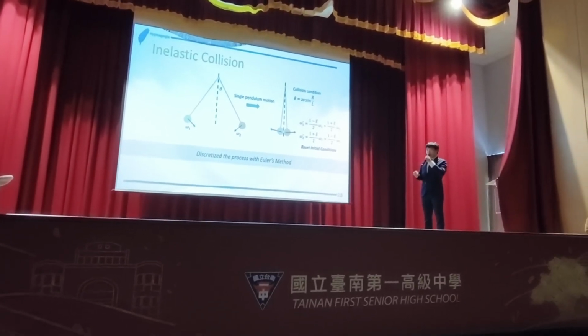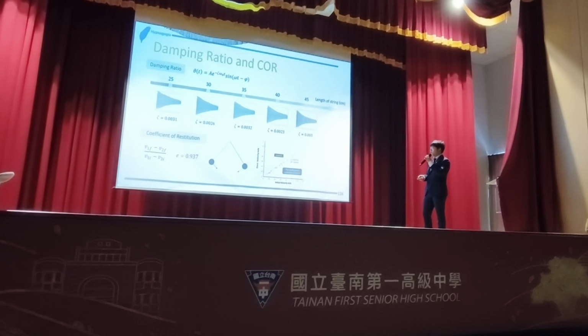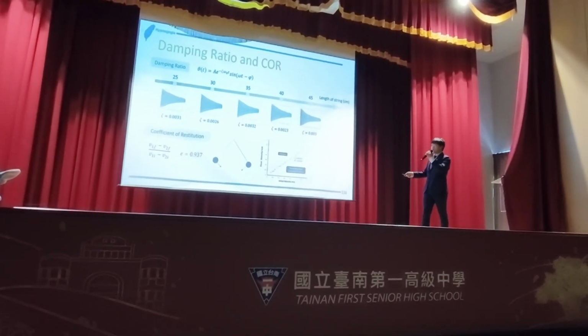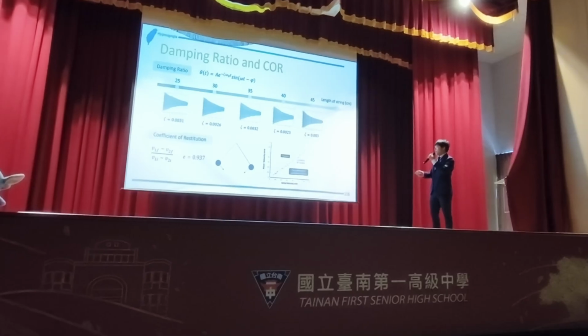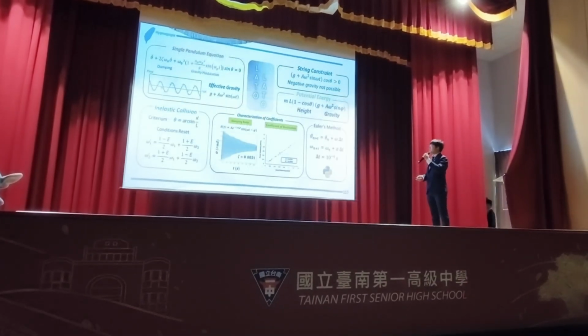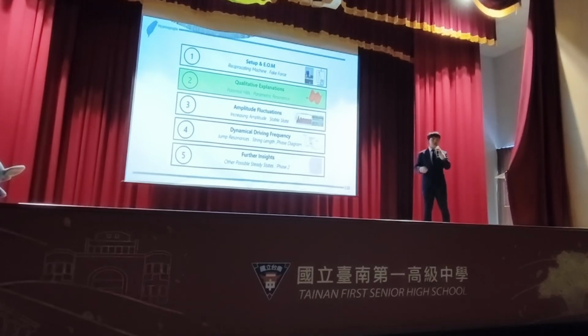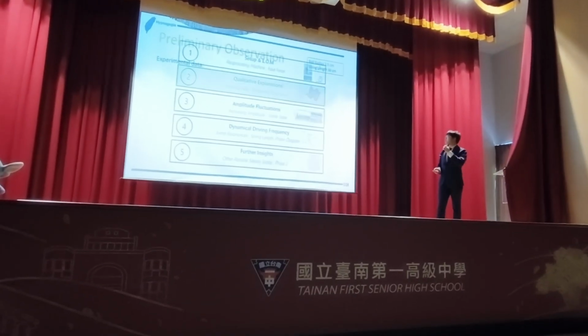We then consider inelastic collision by using a collision condition and the coefficient of restitution. Lastly, we discretize the process using Euler's method. For the coefficients, we have characterized damping and the coefficient of restitution with Blake experiments. Thus summing up our theory. Next, let's move on to my qualitative explanations.